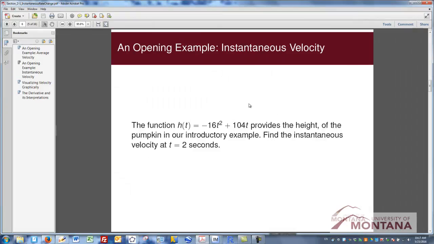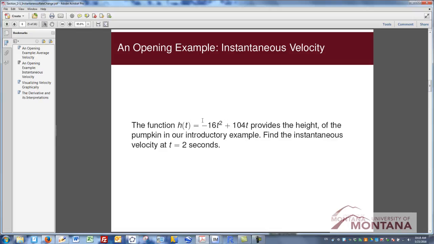Now suppose that the height, the function height as a function of time, is equal to negative 16t squared plus 104t. And what it does is it provides the height of the pumpkin in our introductory examples. How could we use this function to find the instantaneous velocity at t equals 2 seconds? Now you might be asking, where did this thing come from?